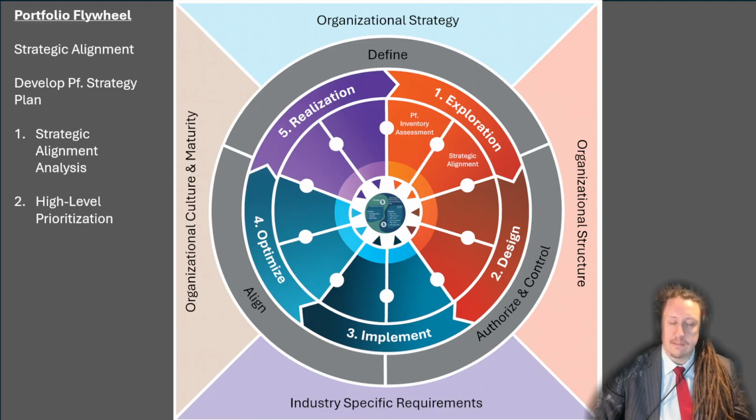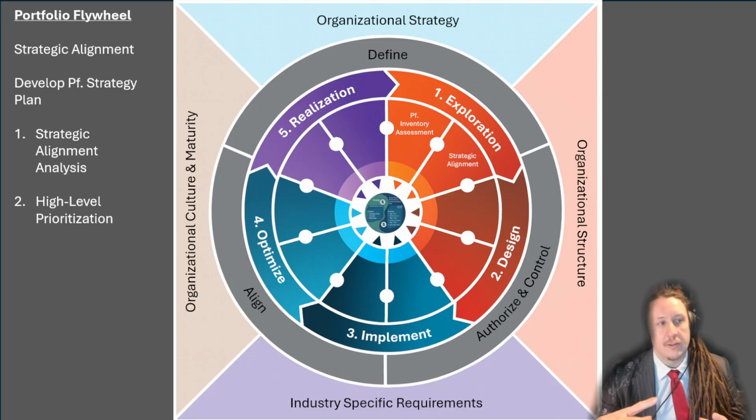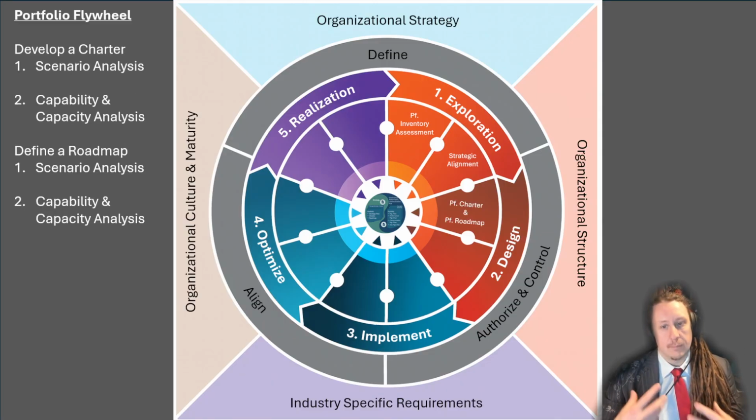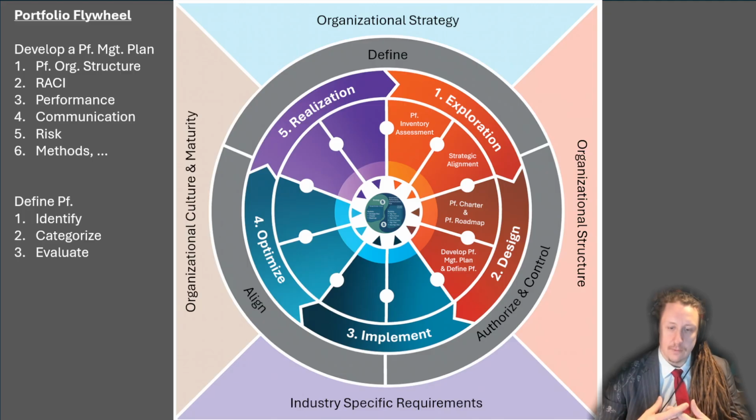Then you create your strategic alignment plan as part of the strategy plan, the portfolio strategy management plan. So you make a strategic alignment analysis and a high-level prioritization, and once you have this, you create your portfolio charter and portfolio roadmap and try to get this authorized before you continue to develop your first management plan.